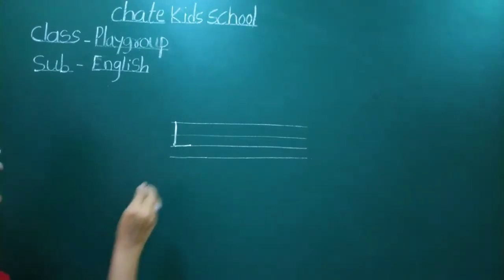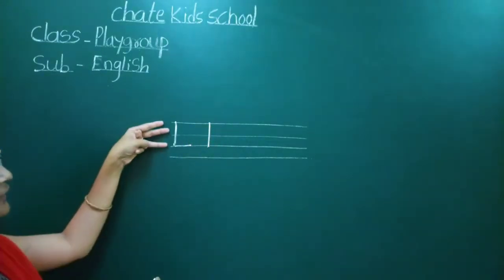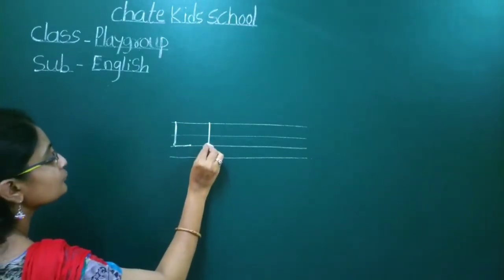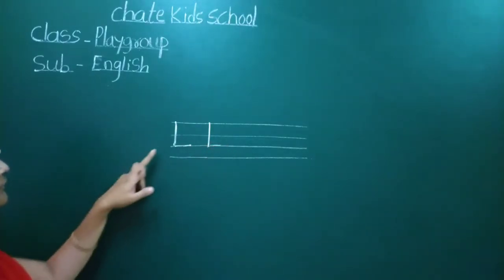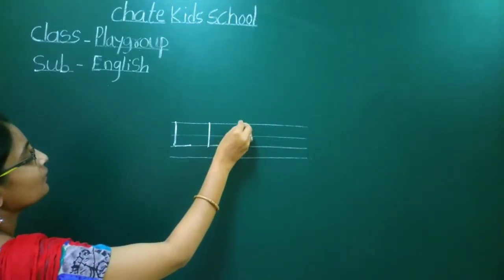How to write capital L? Draw straight line in three lines and small slipping line on third line. It makes a capital L.